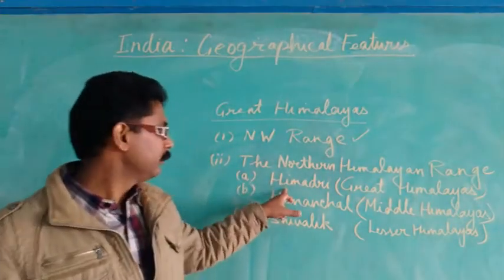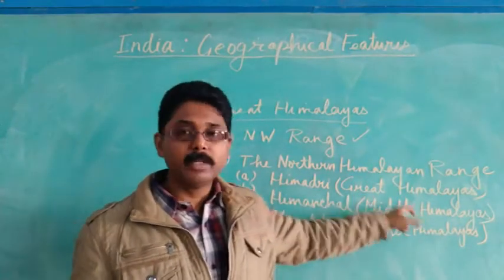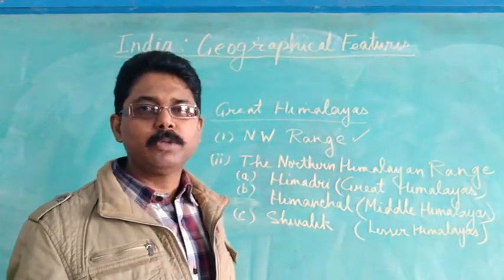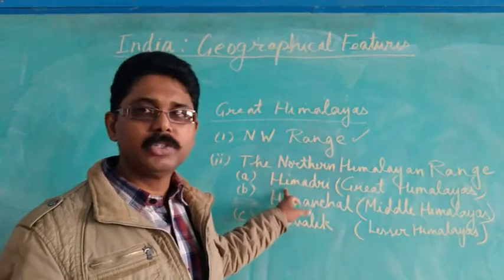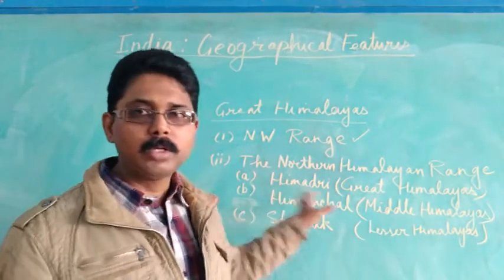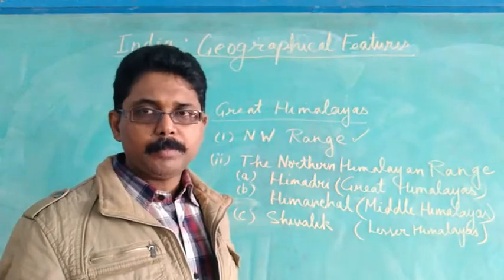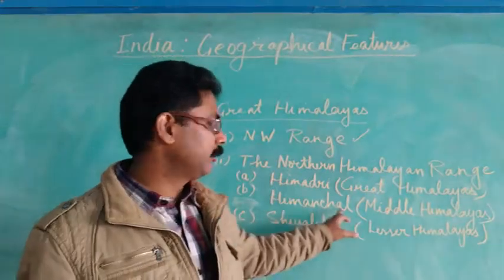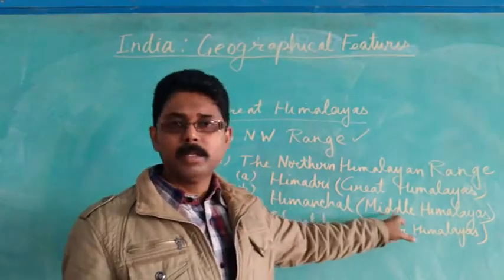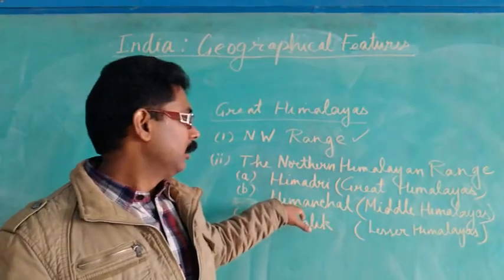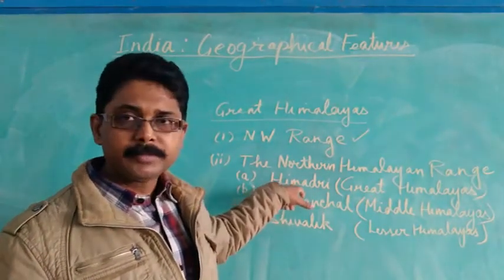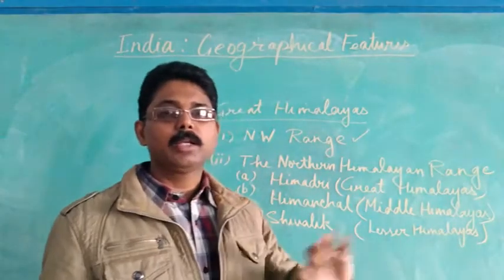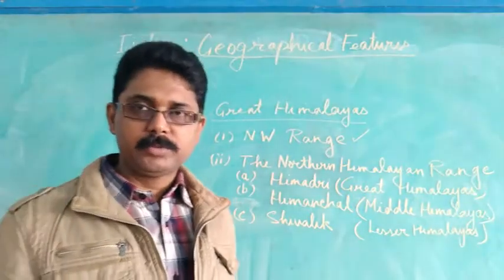The highest range is Himadri, which is the Greater Himalaya. All the highest peaks of the world, the 10 highest peaks of the world, lie in this range, Himadri, and they are all covered by snow caps throughout the year. Next is the Himachal. This is the Middle Himalaya. This is shorter than the Himadri. And then the third one is Shivalik. These are actually hills, which are covered with dense forest, right?